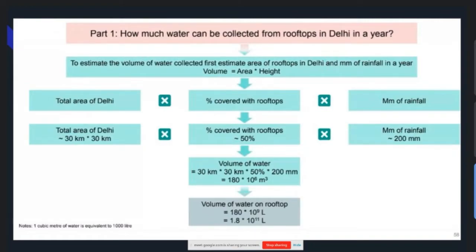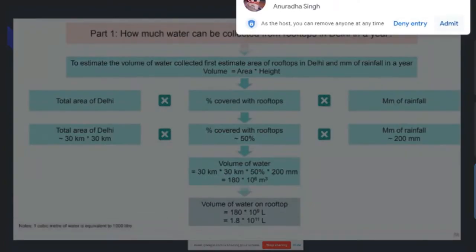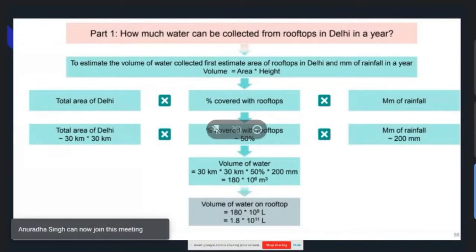Like here, percent covered with rooftop is 50%. If you take 45, then it will definitely complicate your problem, and it will also take a little more time to solve and do calculations. And what a good guess estimate problem solving session expects is that you do not waste time on calculations and you do apt calculations. So take numbers which round up or which end with zero. That is one suggestion while solving the guess estimate.